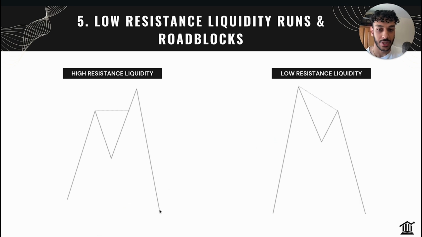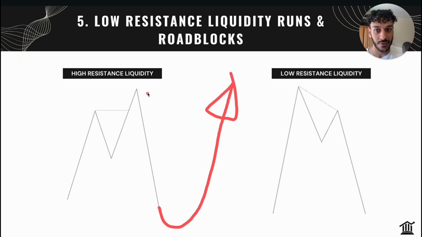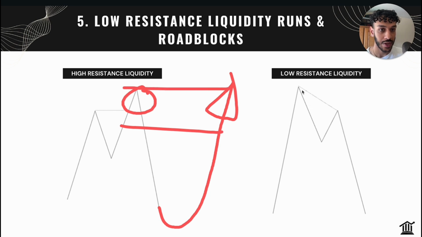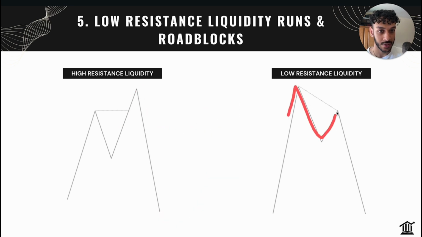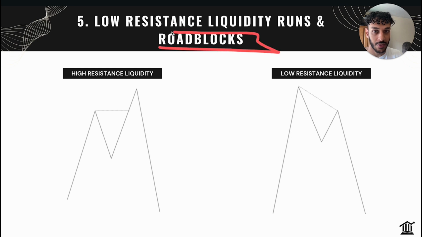So the best way to look at this is, when price wants to run back above these levels, it is going to find it very difficult to get past the high resistance liquidity. Whereas when we have low resistance liquidity, when price looks like this, price will often just run through that. Now this is quite key because this alludes to the idea around roadblocks.